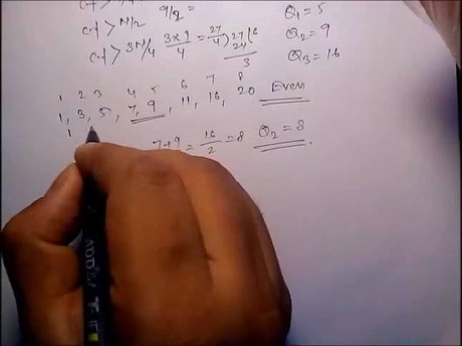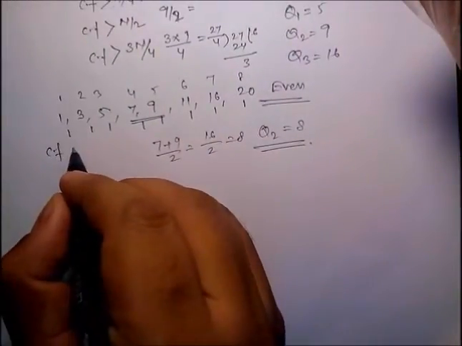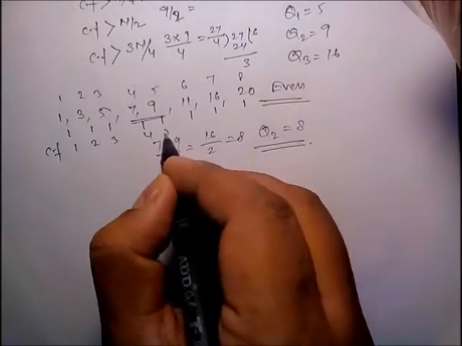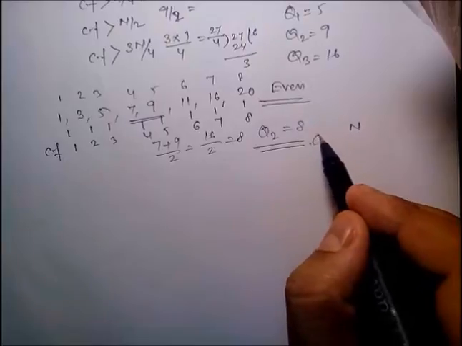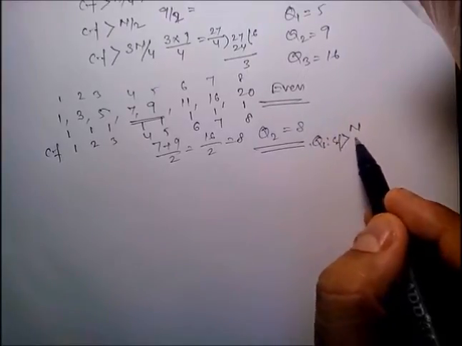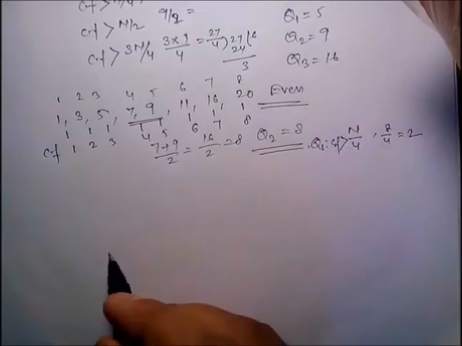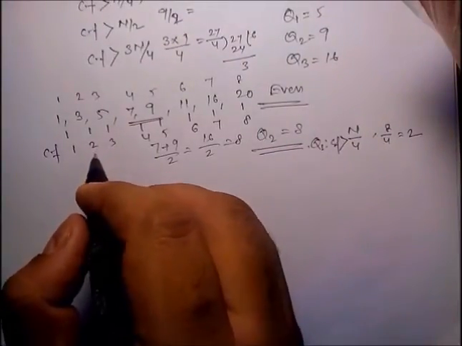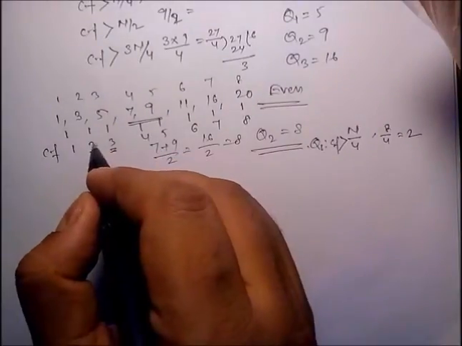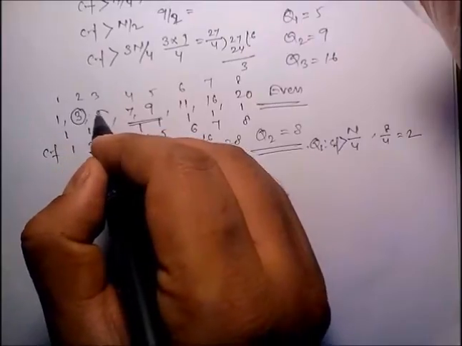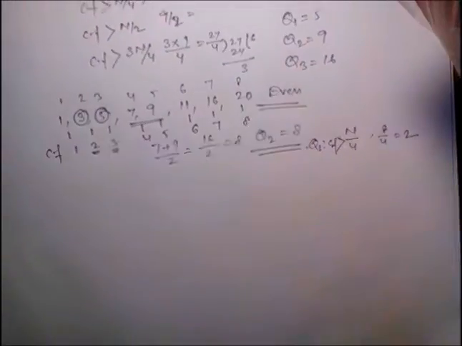Now the frequencies are, say, 1 1 1 1 1 1 1 1, and the cumulative frequencies are 1 2 3 4 5 6 7 8. Now for Q1, we identify the cumulative frequency just more than n by 4. So 8 by 4 is 2. In this case we see the 2nd and 3rd data, so we have to calculate Q1 using these two data.